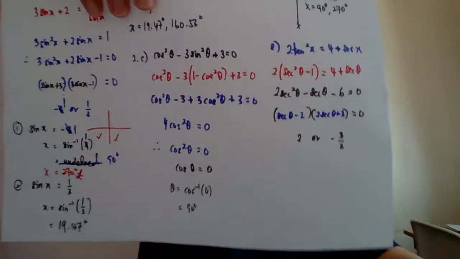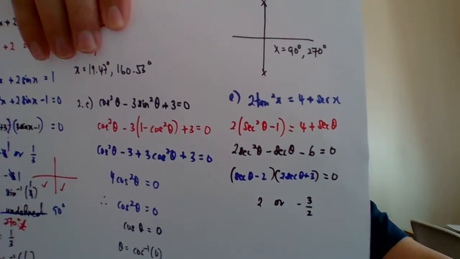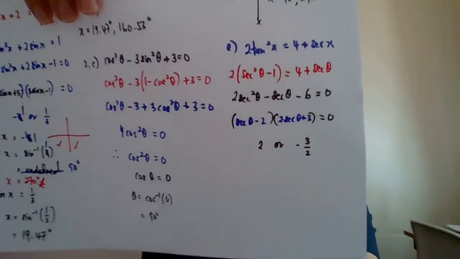So for 2, it will become sec theta minus 2. For negative 3 over 2, it will become 2 sec theta plus 3. Kau senang je. Tak susah pun. Okay, semudah ABC. So I told you it's mudah ABC. Nampak? Benda yang mudah. Okay guys, so how do we solve the problem?